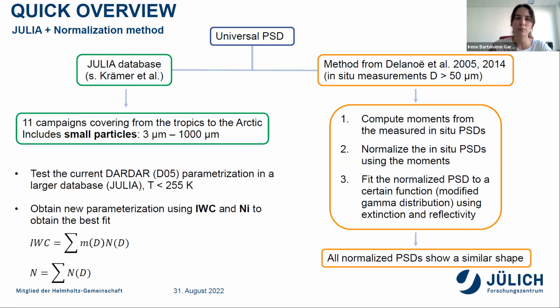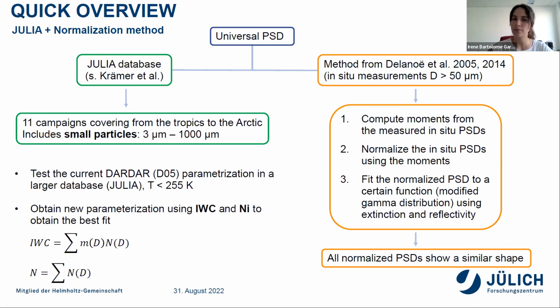In the study from Delanoë, they use the extinction and reflectivity, but in our study, we are using the physical parameters of ice water content and number concentration. So the condition of defining the cost function to find these best alpha and beta is using quantities where one is sensitive to large particles, in our case the ice water content, and another one to the small particles, that would be the number concentration.